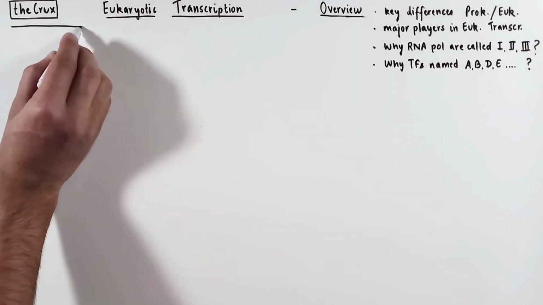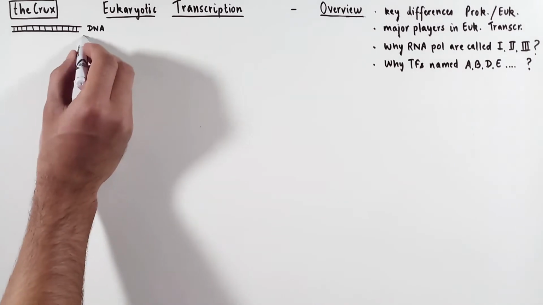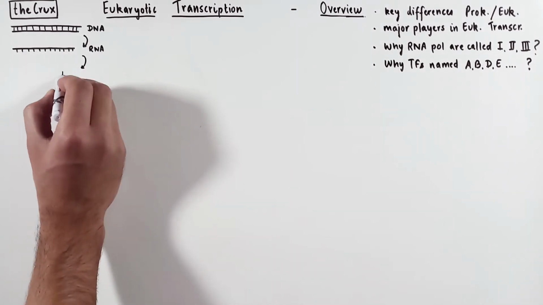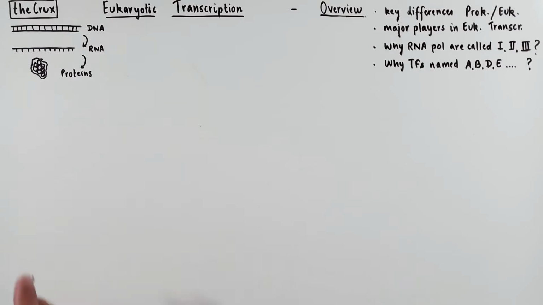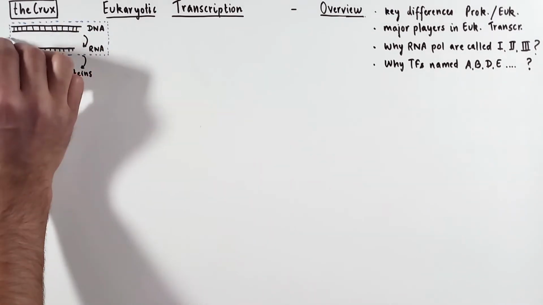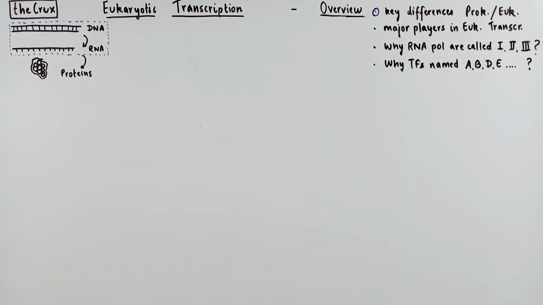Okay, so let's get started and set up our basis first. According to the central dogma, the information flows from DNA to RNA, and finally to proteins if the RNA is coding. And transcription is the first step of the information transfer, that is from DNA to RNA. Let's start by looking at the differences between prokaryotic and eukaryotic transcription.